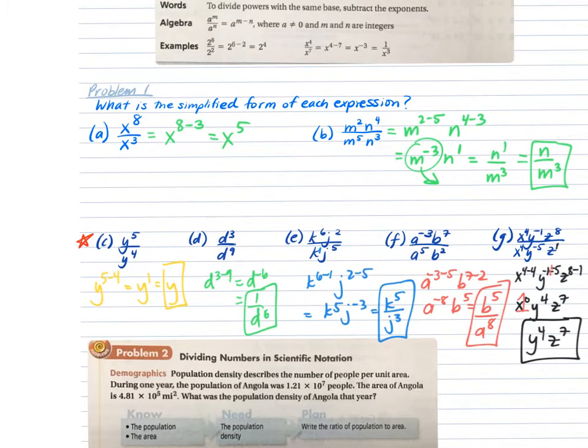Okay, so a lot of work here. Hopefully you got y for the first. 5 on top, 4 on the bottom. So 4 of them cancel with 1 on top. 5 minus 4 is 1. And you don't write the 1.